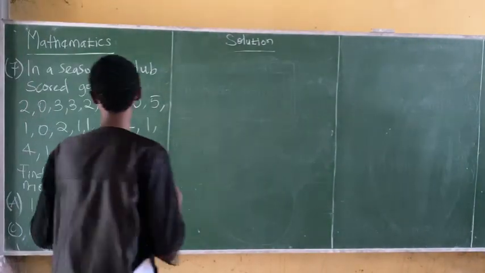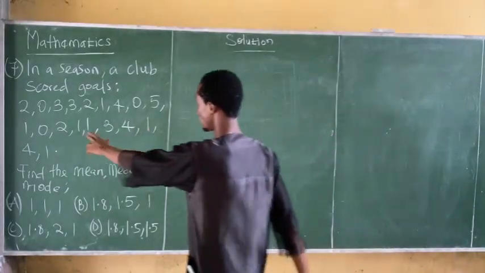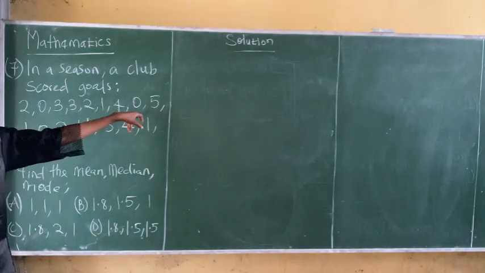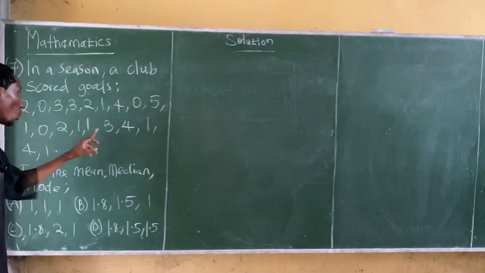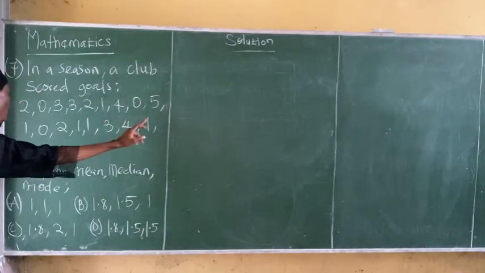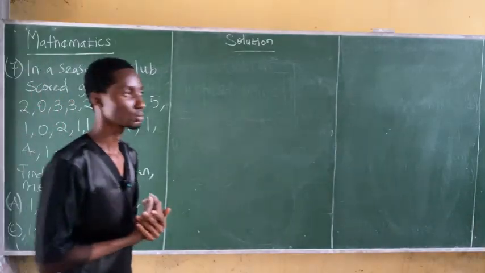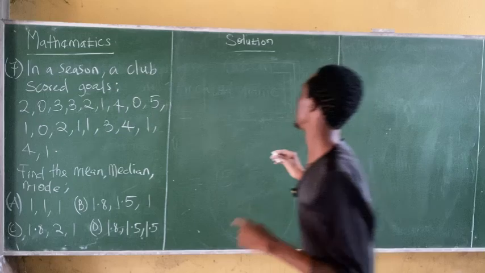Question 7 says, in a season, a club scored goals, and we have these values: 2, 0, 3, 3, 2, 1, 4, 0, 5, 1, 0, 2, 1, 1, 3, 4, 1, 4, 1. They say find the mean, the median, and the mode.